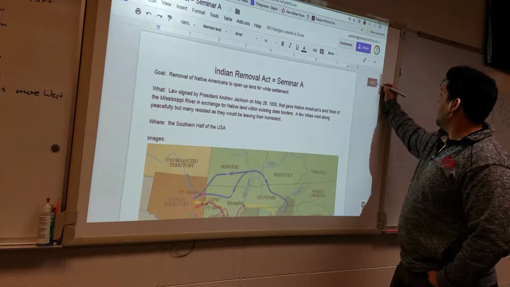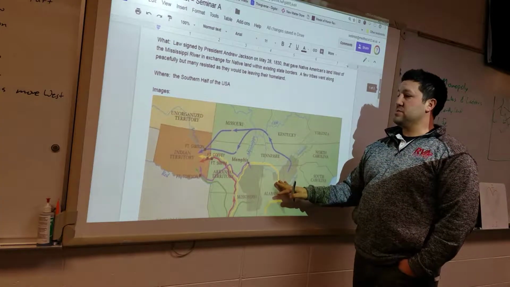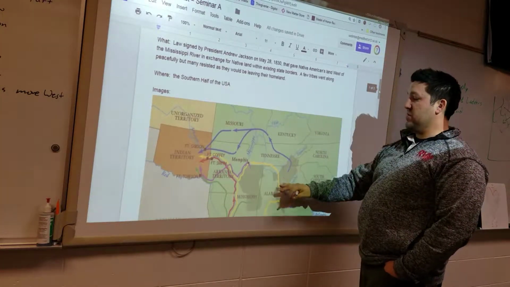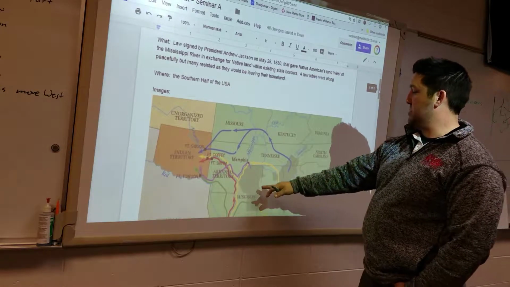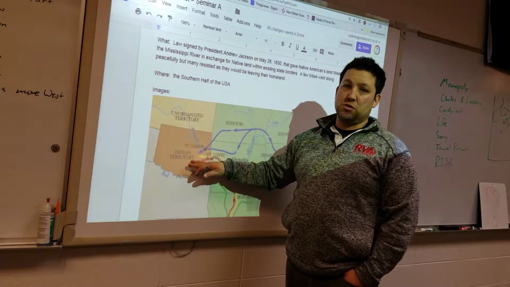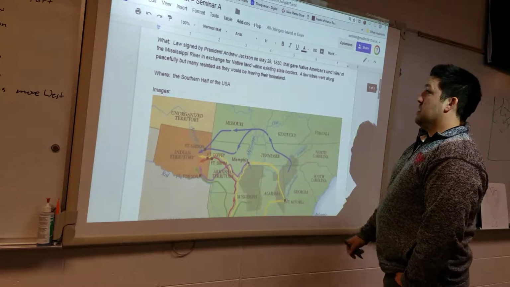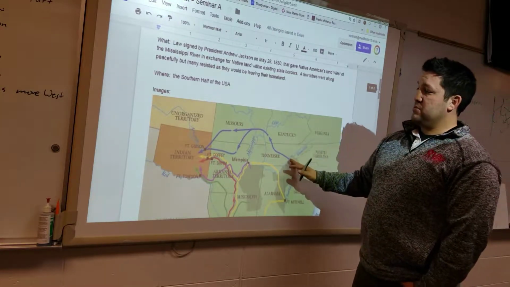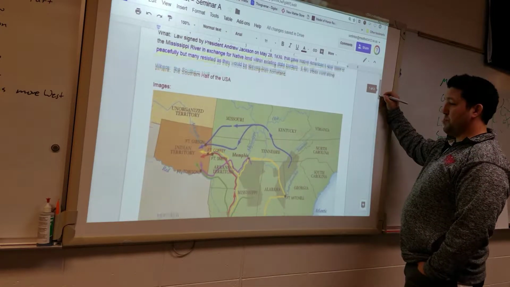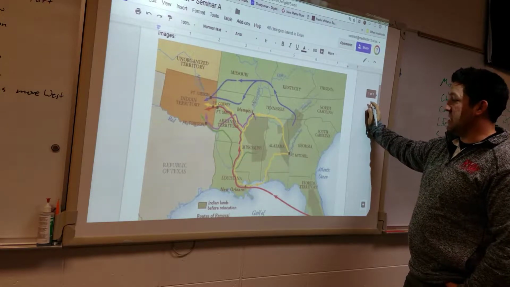And if I scroll down here, what it does is it is going to move Native Americans to land west of the Mississippi. Basically, they have to give up their land, and you see Georgia, Alabama, Mississippi, parts of Tennessee, and they're getting pushed into what was then called Indian Territory, but we now know today as Oklahoma. Some of the Native American tribes went peacefully, others did not. This all took place, as you can see, in the southern and southeastern area of the United States.